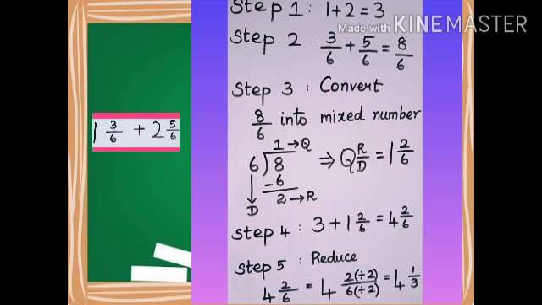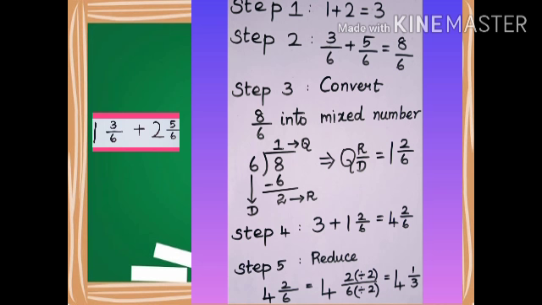Now step 3 is to convert this 8 by 6 into a mixed number. How to convert it into mixed number, children? We need to divide 8 by 6 and write the mixed number as quotient remainder by divisor. Here the quotient is 1, the remainder is 2 and the divisor is 6. So writing 8 by 6 as 1 2 by 6. Now the next step is to add the whole numbers 3 with 1 2 by 6. While adding, I can add just the whole numbers alone. So we get the answer as 4 2 by 6.